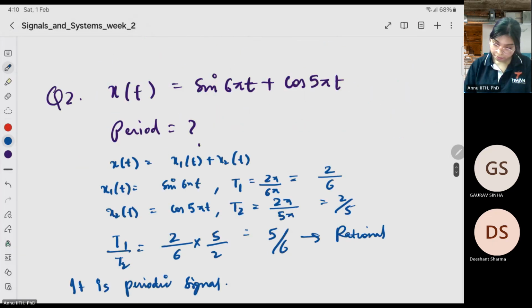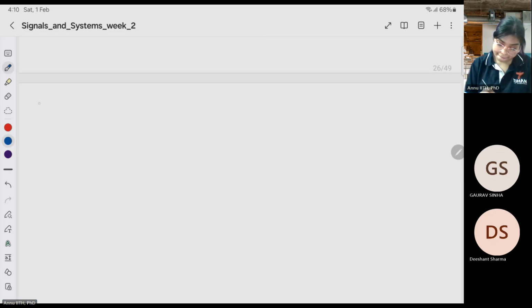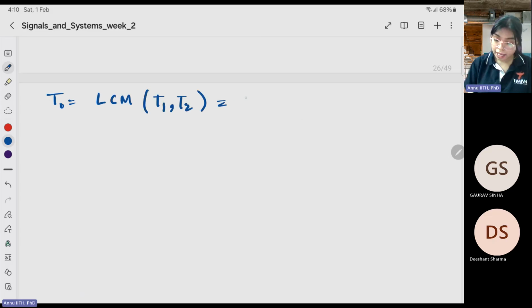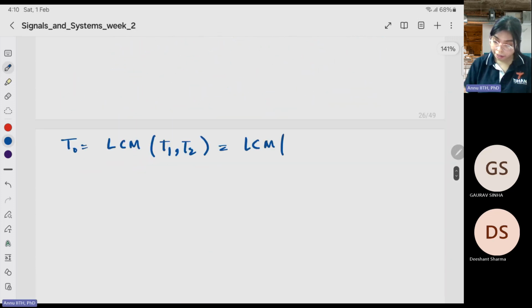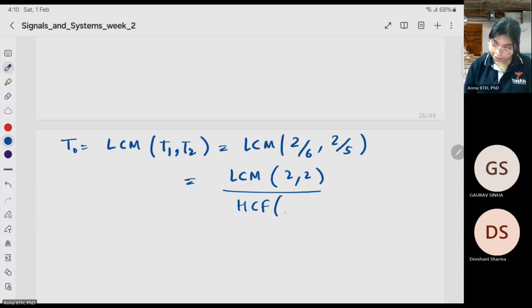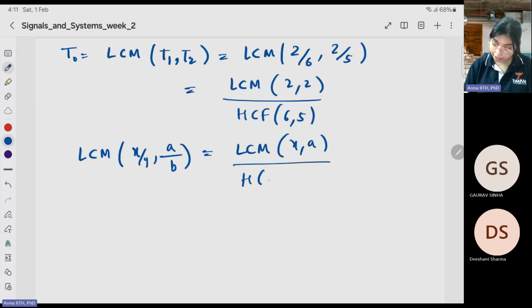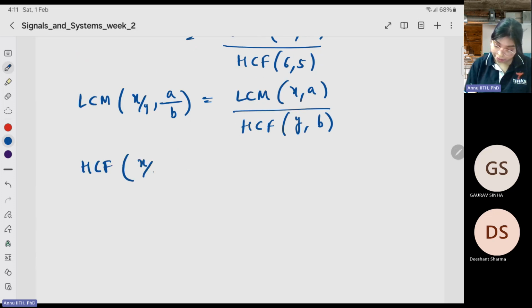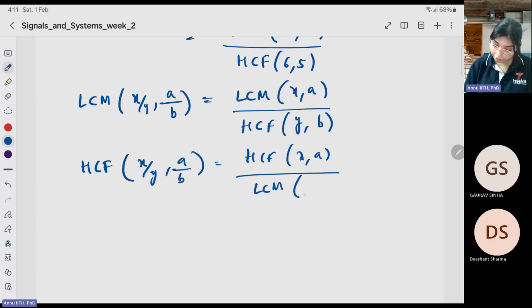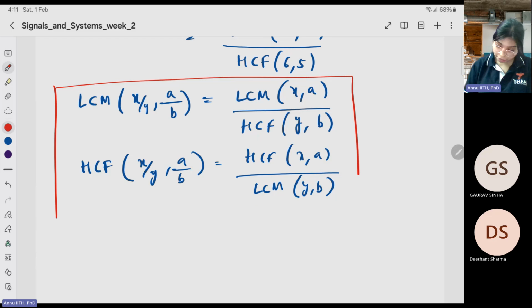Okay. Now we need to find the period. So the common period is nothing but the LCM of T1, T2. So LCM of 2 by 6, 2 by 5. It's nothing but LCM of 2 and 2 divided by HCF of 6 and 5. So the LCM of fractions x by y and a by b is equal to LCM of x and a divided by HCF of y and b. Similarly, if you need to calculate the HCF of x by y, a by b, it's nothing but HCF of x and a over LCM of y and b. So this is the formula that I'm trying to say, and we will use that only.